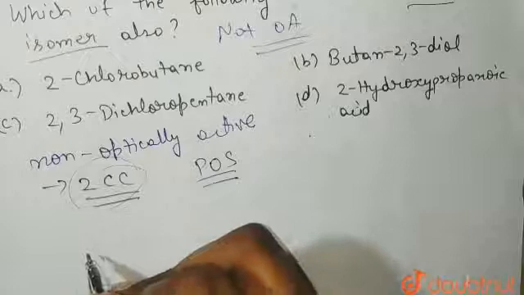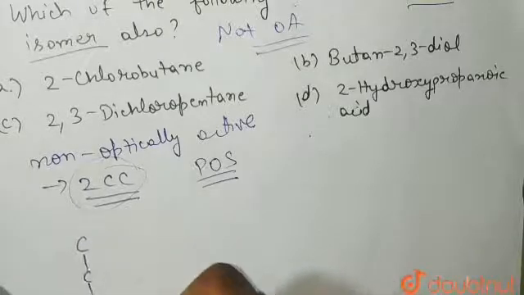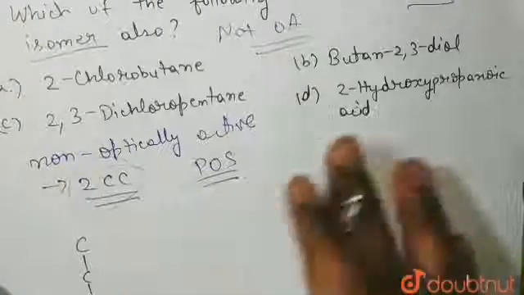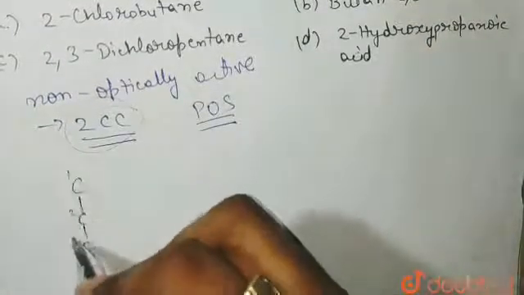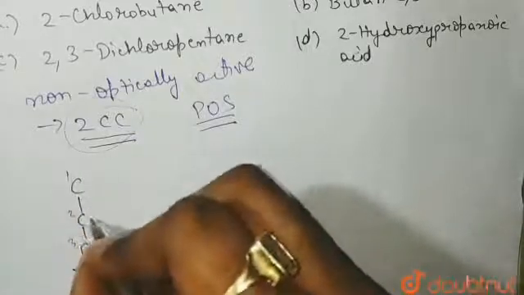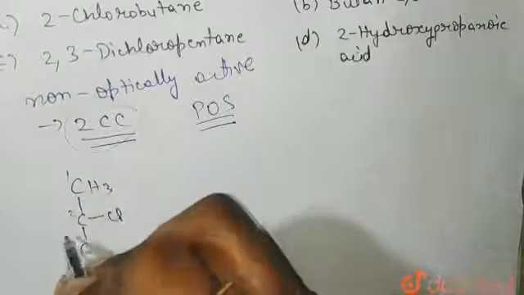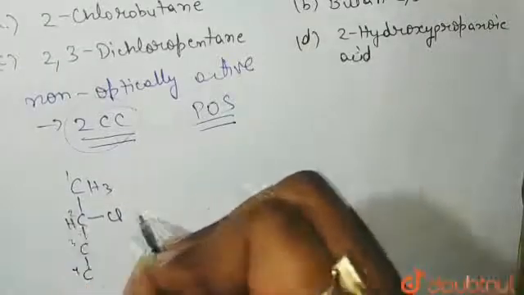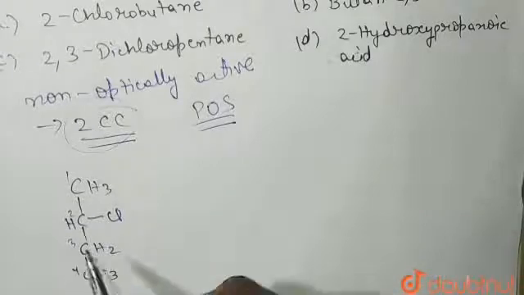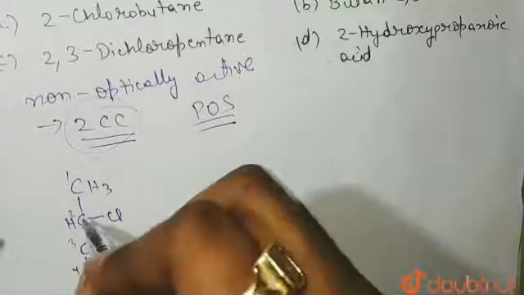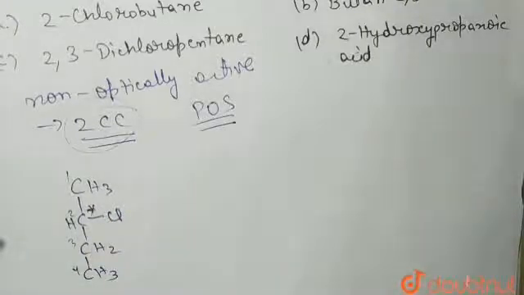Butane has how many carbon atoms? 4. So let's number it 1, 2, 3 and 4. At carbon number 2 we have a chloro group, and the rest is just butane. So it is CH3, CH, Cl, then CH2, and CH3. As you can see, this carbon number 2 is a chiral center.